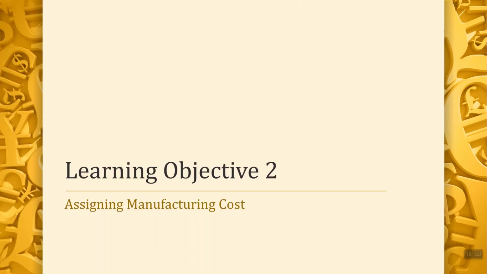Welcome back to Learning Objective 2, Assigning Manufacturing Cost. So in this video, we will be using the job cost sheet to assign costs to work in process. Our focus will be raw materials and factory labor costs. All right, let's do this.